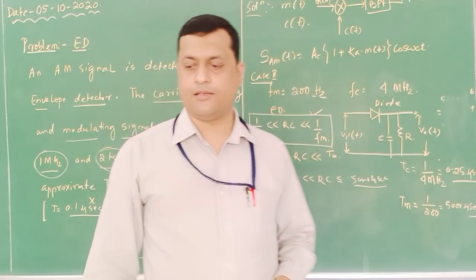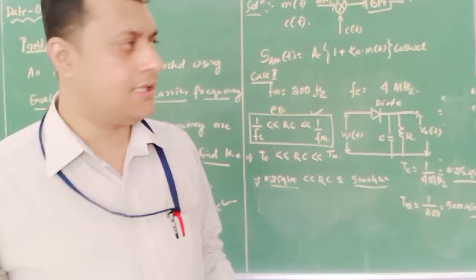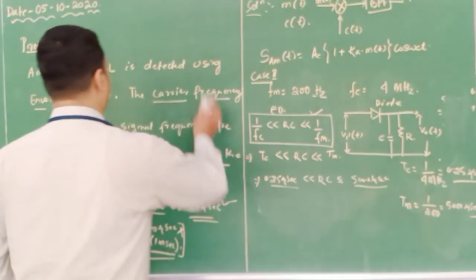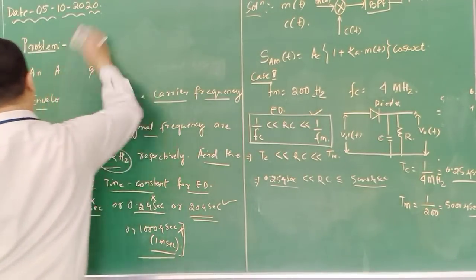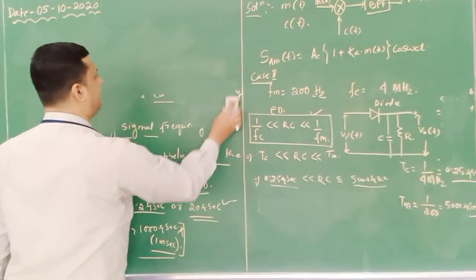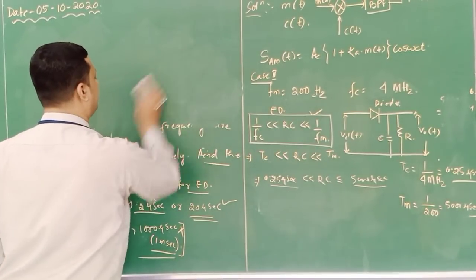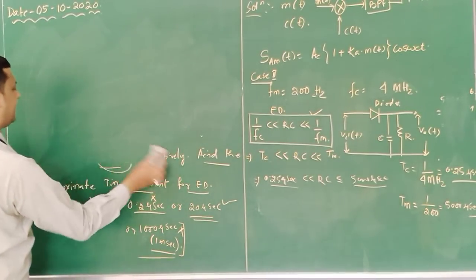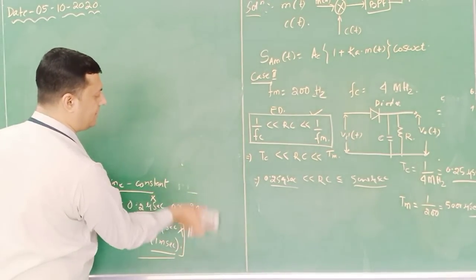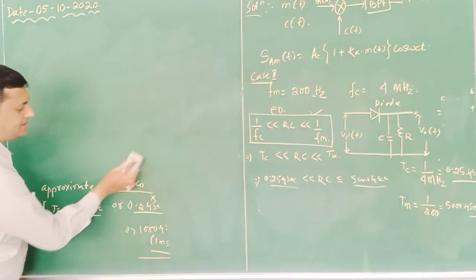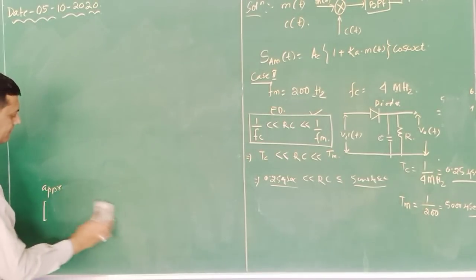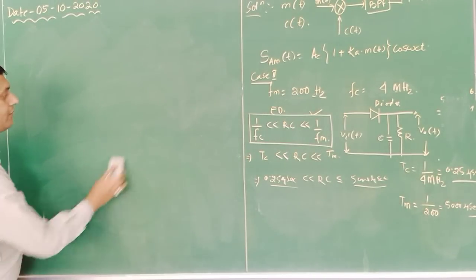So this is the first question. I think it is clear. Next we will see one more question. In this envelope detector, this is one relation through which you can decide the time constant, and that time constant depends upon the carrier frequency and the modulating signal frequency. So this is one form of question.